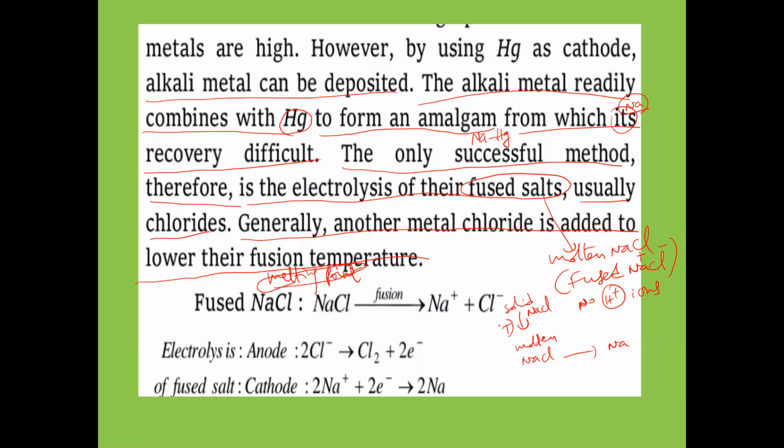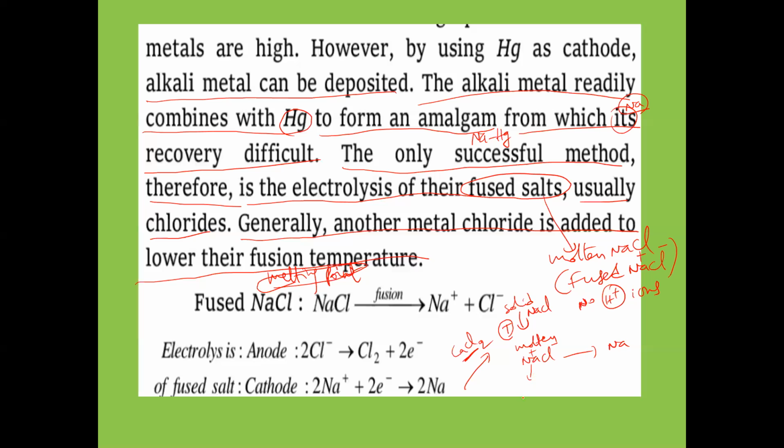Now the melting point of this NaCl can be lowered by adding some other chloride, called calcium chloride. Another metal chloride will be added to NaCl to reduce the melting point of NaCl. Then NaCl solid will melt into molten NaCl or fused NaCl. From this fused NaCl, we get only Na+ and only Cl-.